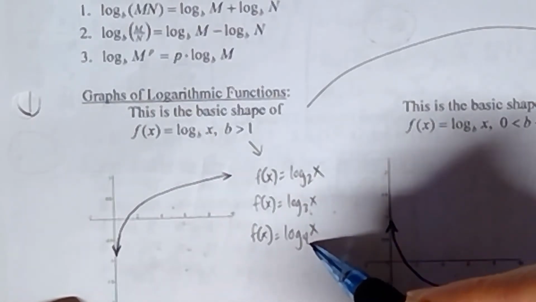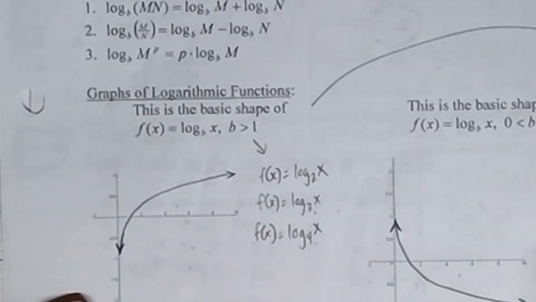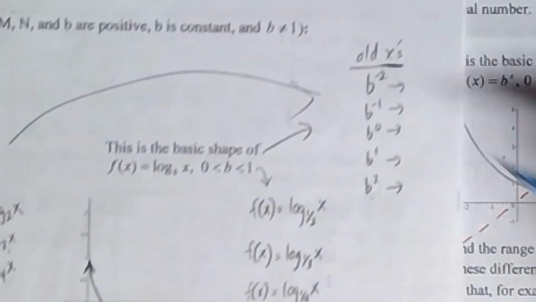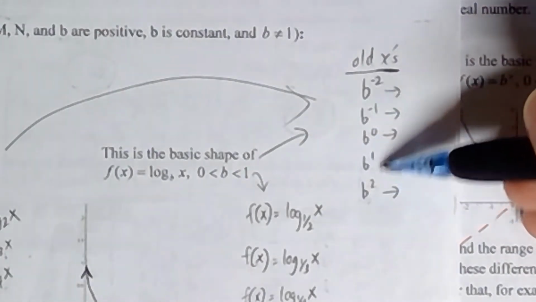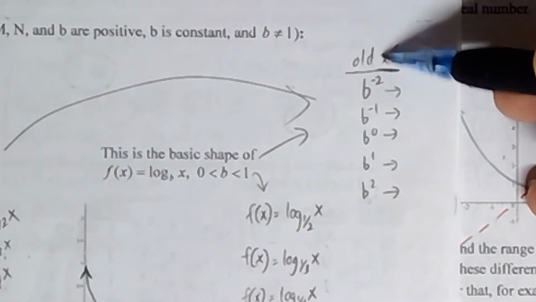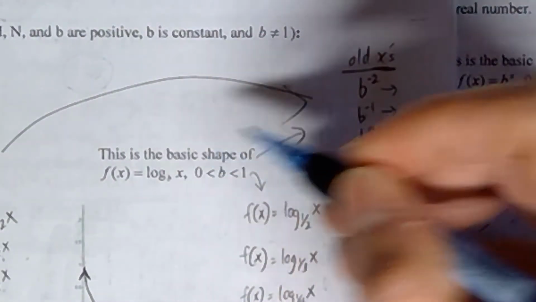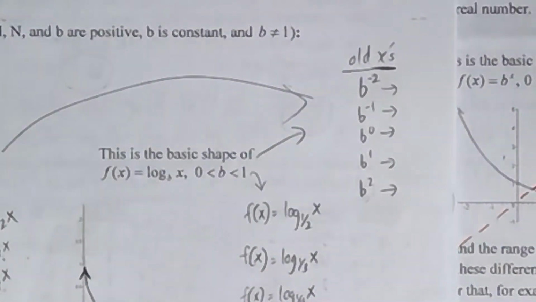If you had this one right here where the base is 4, again, it would be 4 to the negative 2, 4 to the negative 1 power, 4 to the 0 power, 4 to the first, and 4 to the second. It all depends on what your base is. So what you want to do is these 5 things, and that's going to be your old x values when you have one of these log functions.